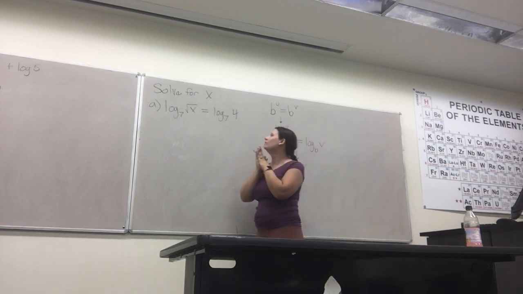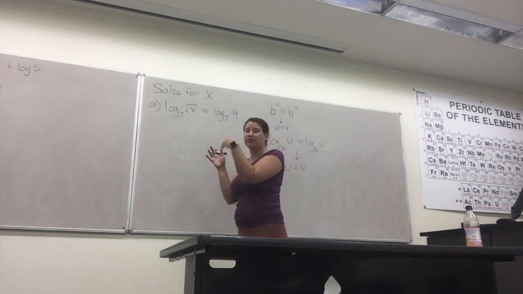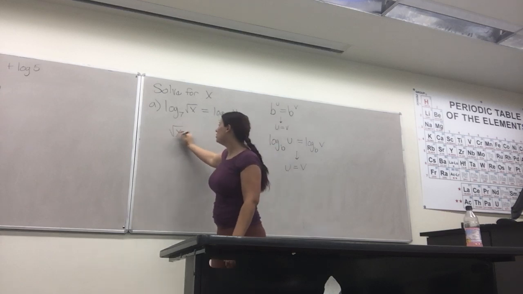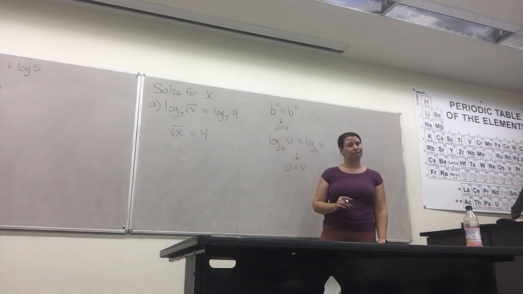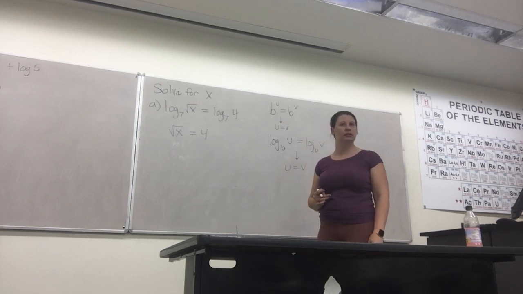So, we have that case here, right? Because we have log base 7 of something equals log base 7 of something. So we just go straight into the square root of x equals 4. That's it. And then, well, we finish solving for x, of course.